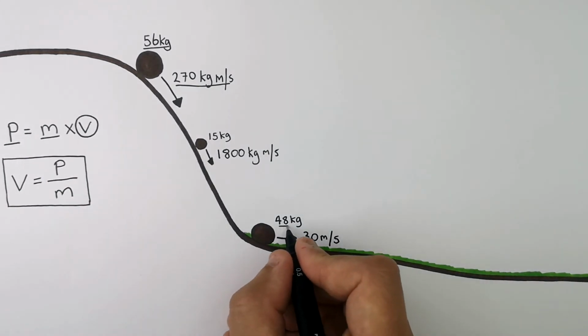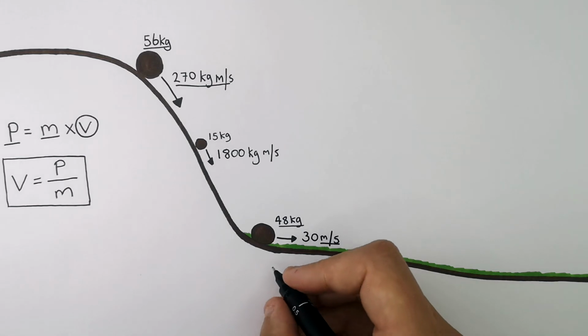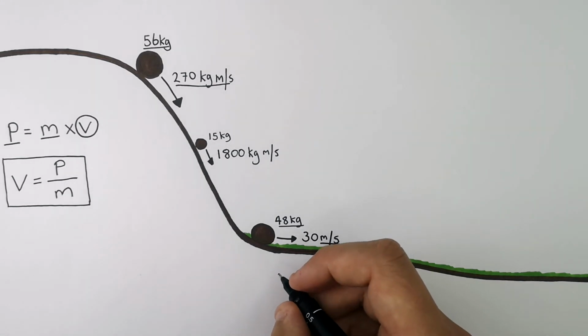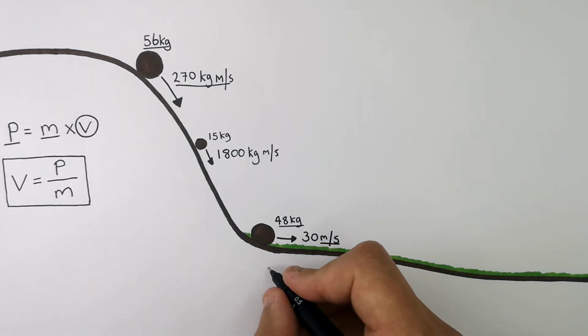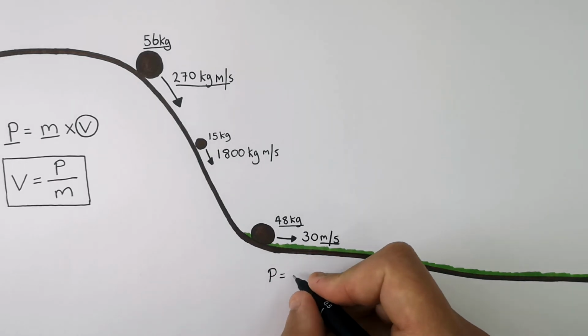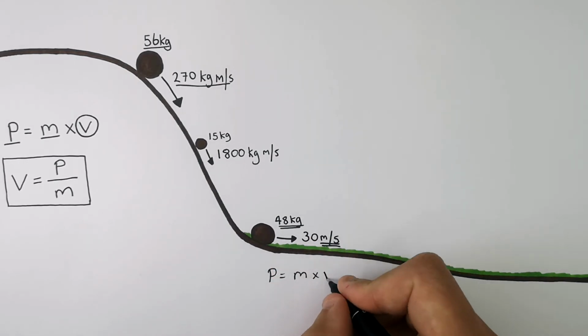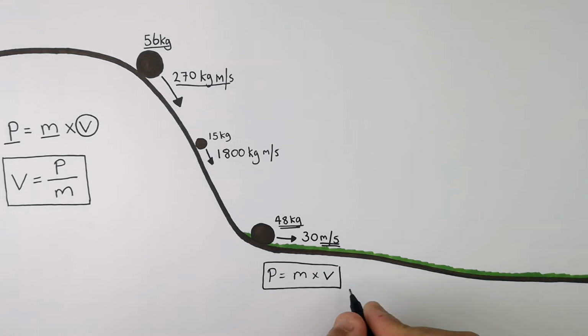However, for the rock at the bottom, we've got the mass and the velocity. This means we can use this information to calculate the rock's momentum. So you'd recall the equation P equals m times v, mass times velocity.